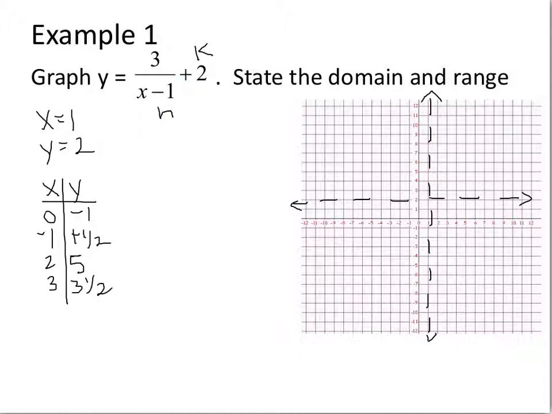All right, so now we're going to graph those points on our graph here. So I'm going to graph 0, -1. So over 0, down 1. I'm going to graph -1, +1/2. So left 1, up 1/2. I'm going to graph the point 2, 5. So over 2, up 5. And I'm going to graph the point 3, 3.5.